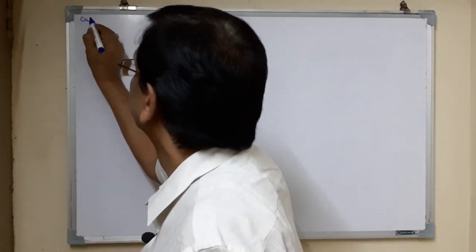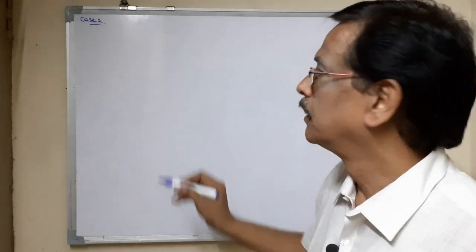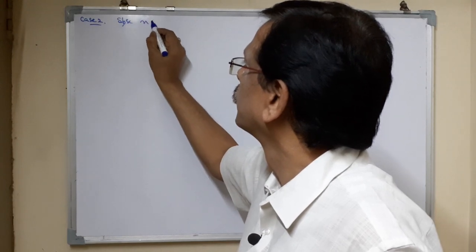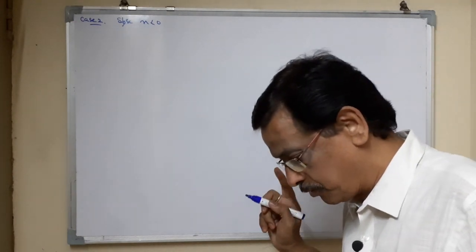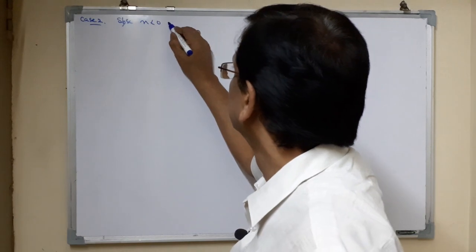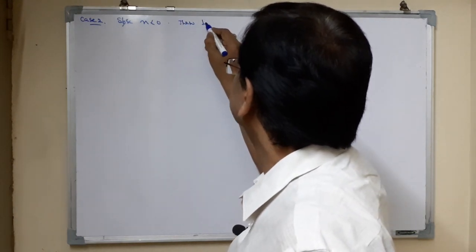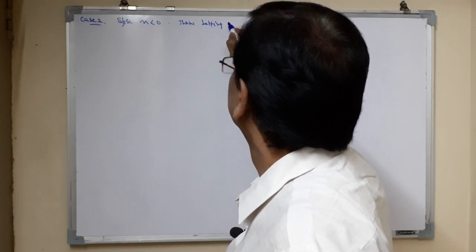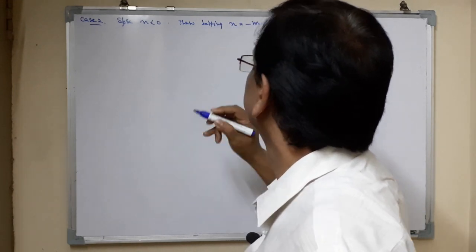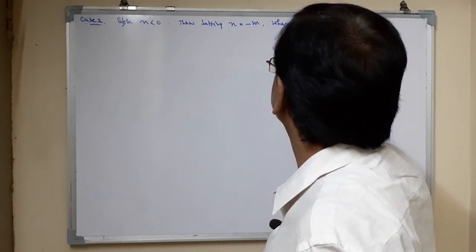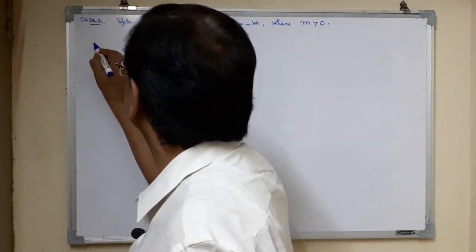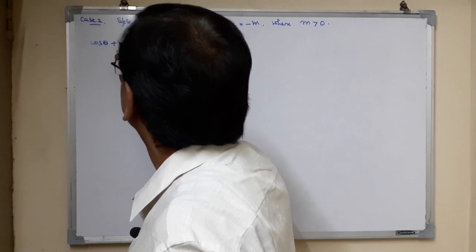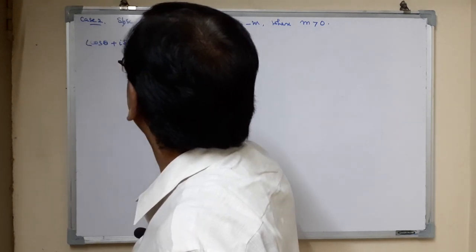So case 2, suppose n is negative. We have proved that the theorem is true for n equal to 0 and so on. Now let us assume, suppose n negative, then letting n equal to minus m, where m is positive. In fact, it is a positive integer. So let us consider (cos theta plus i sin theta) whole power n.